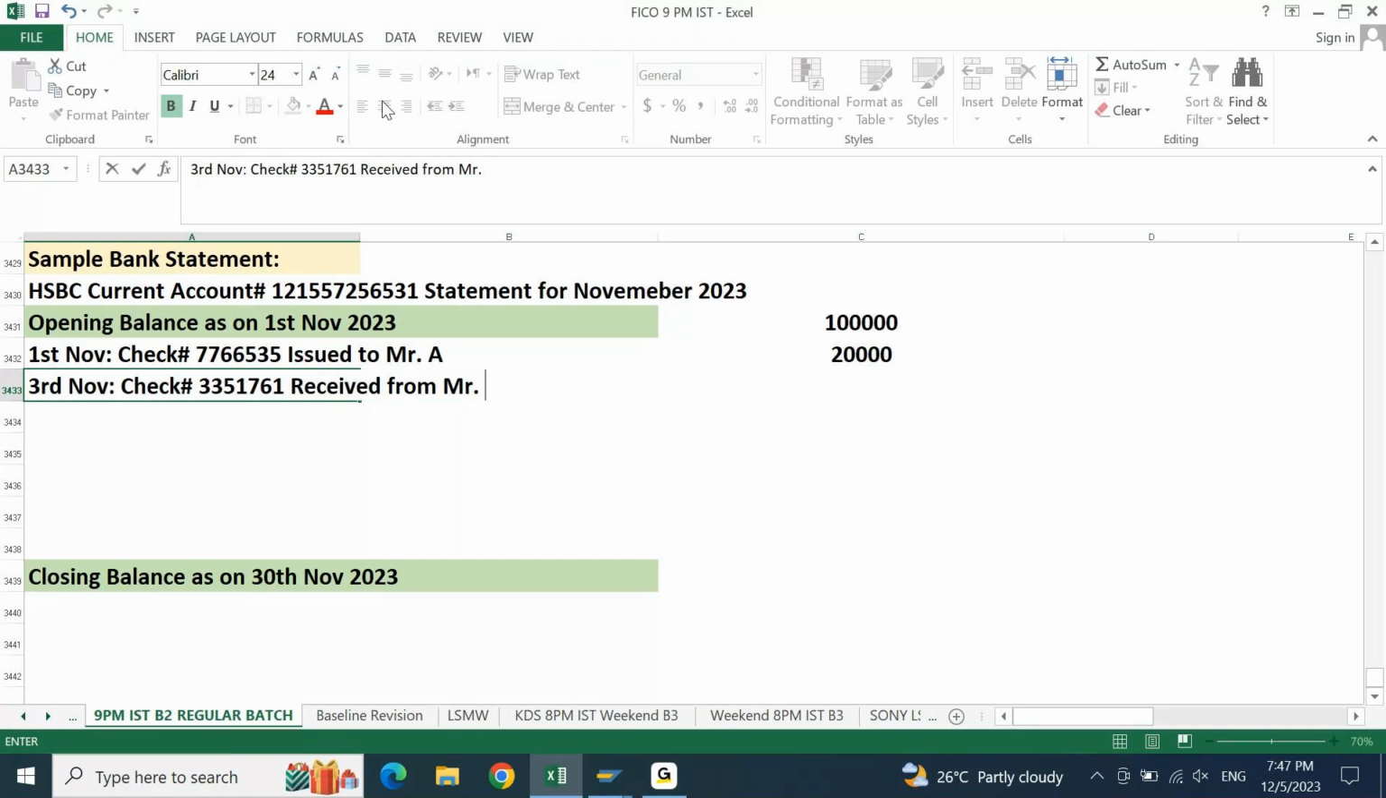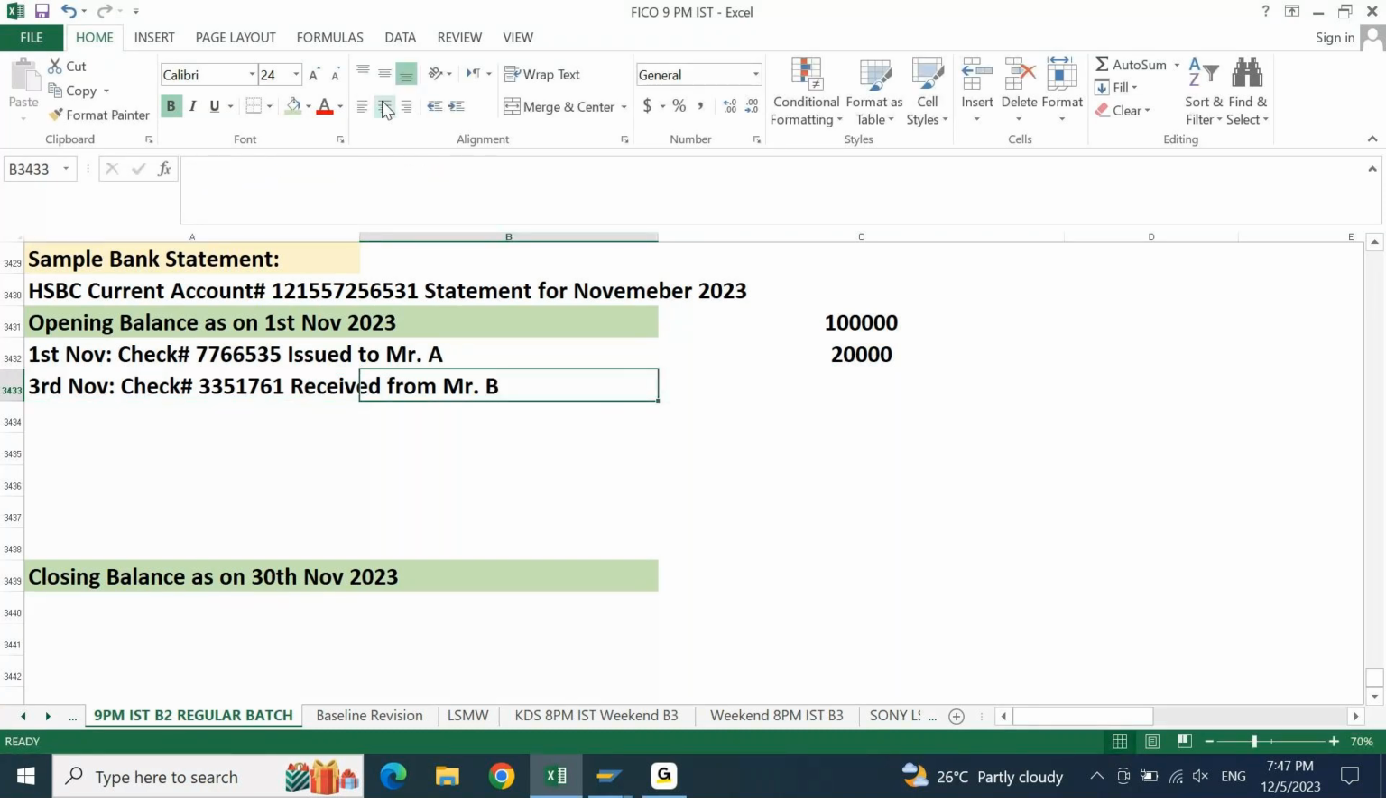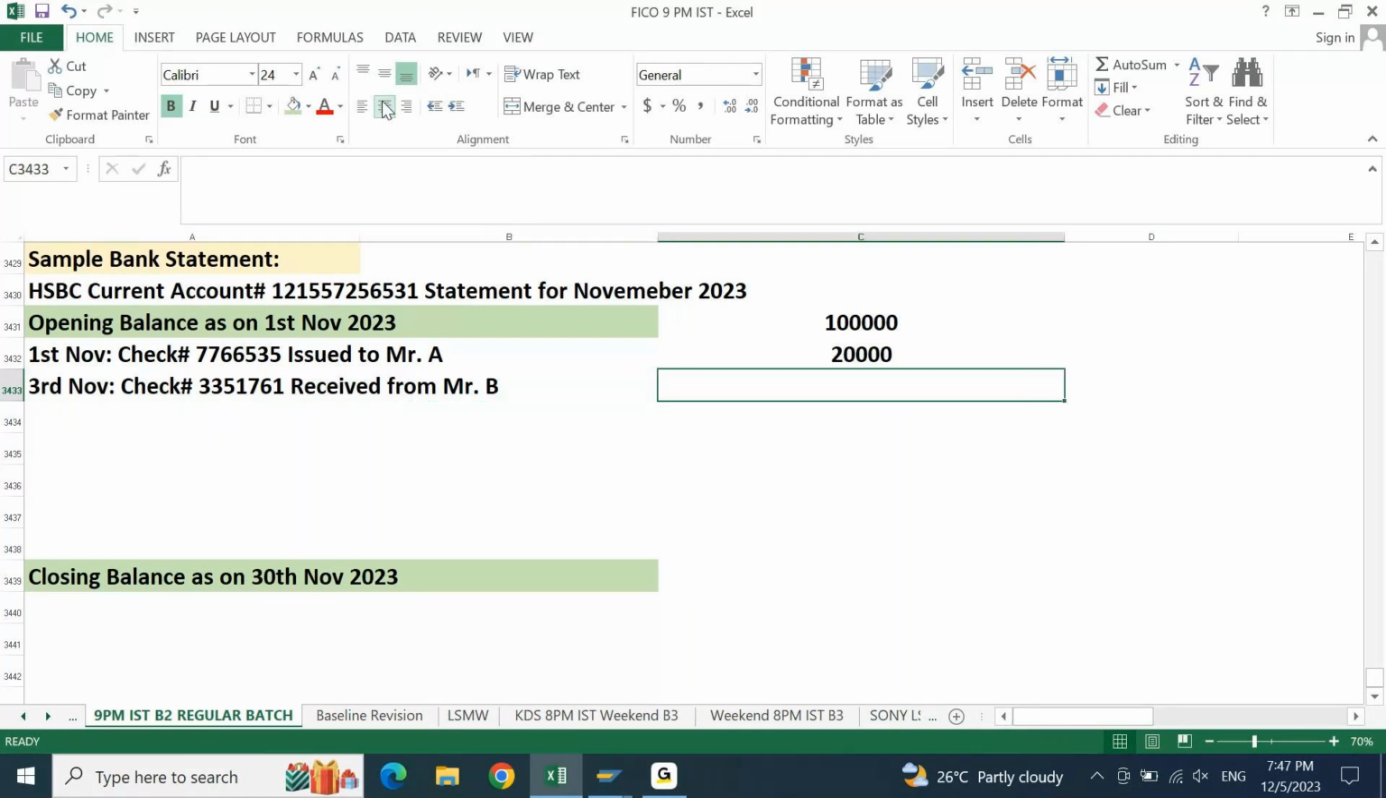Mr. B. On 3rd November, I am saying check received from Mr. B. I'll put the check receipt amount as some 30,000.